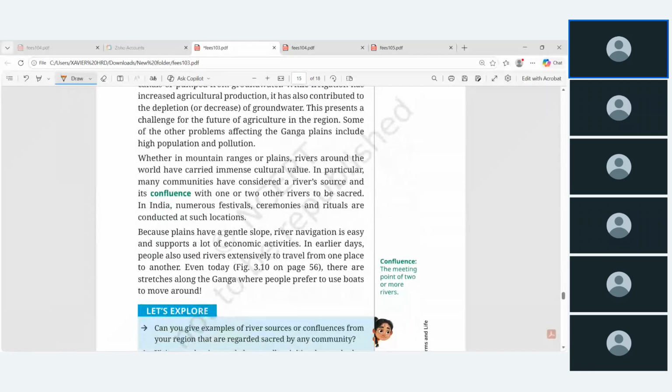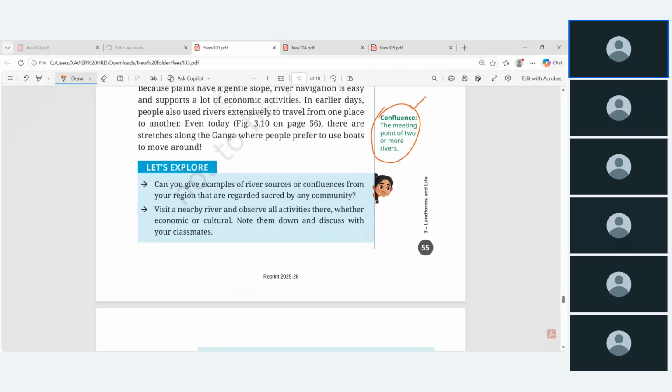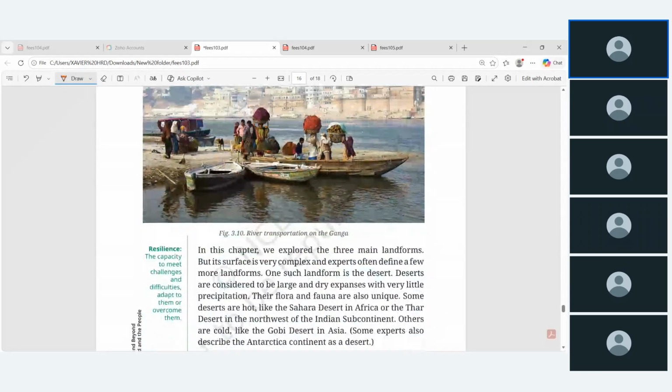The confluence means where the two or more rivers are meeting at one point. You might have heard the concept called Kumbh Mela. Okay, this definition there, confluence is the meeting point of two or more rivers. This is what it is all about.